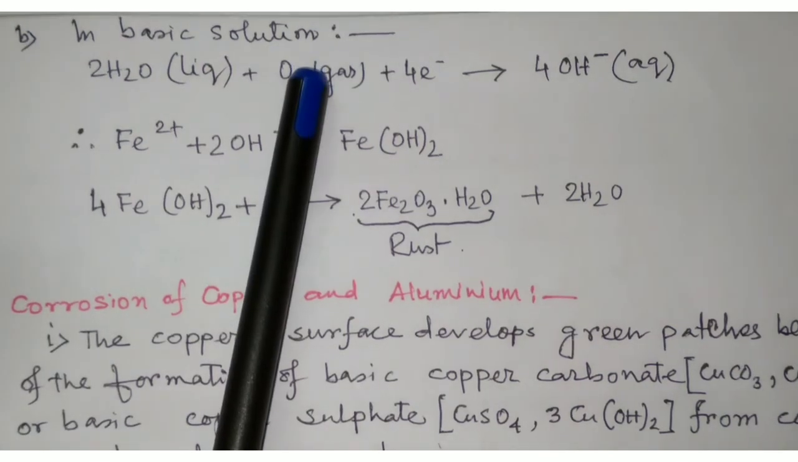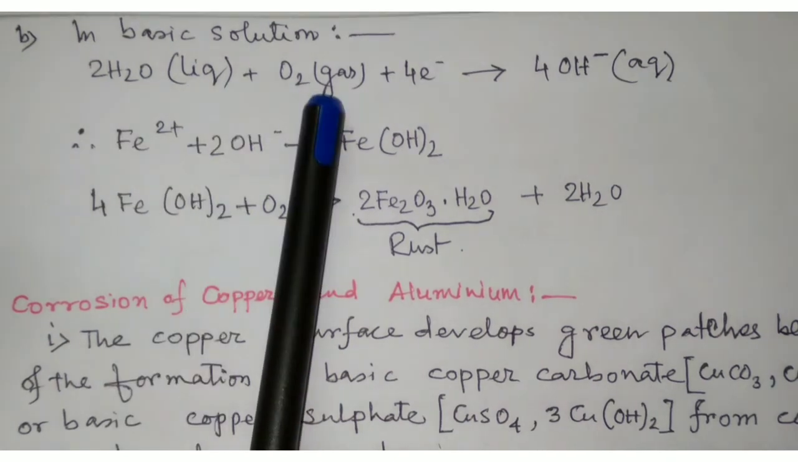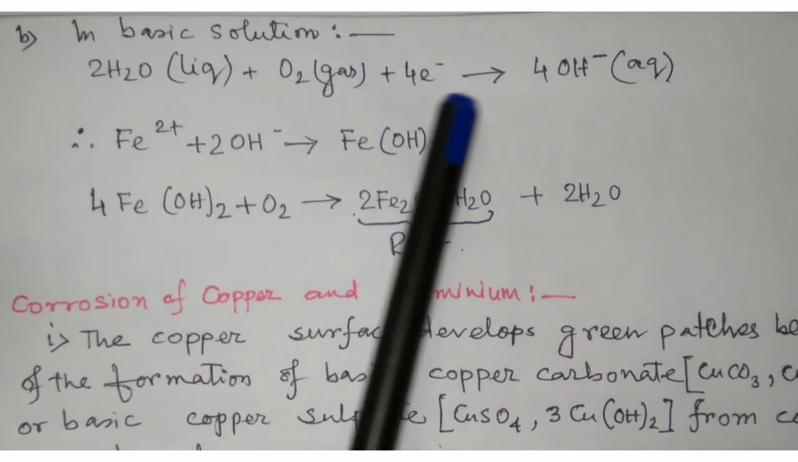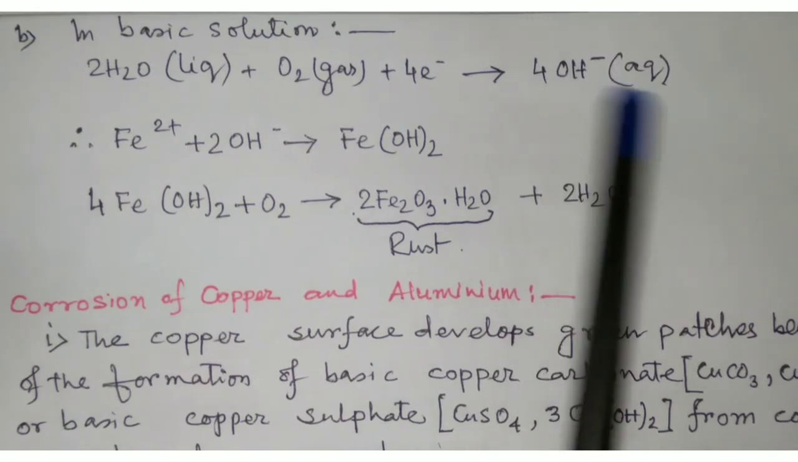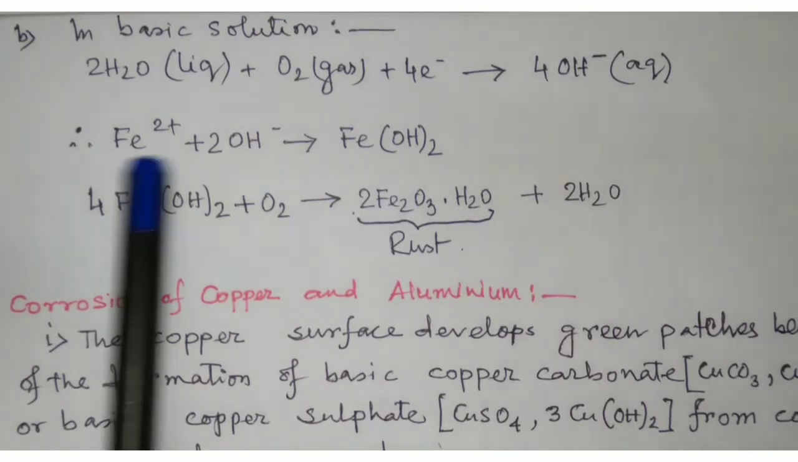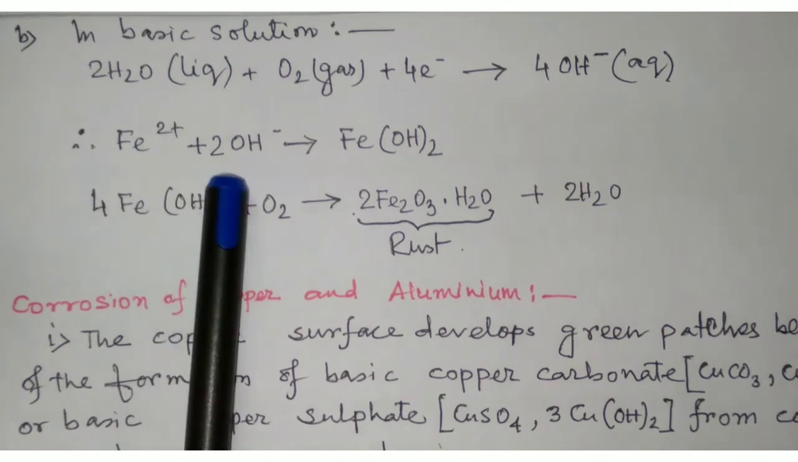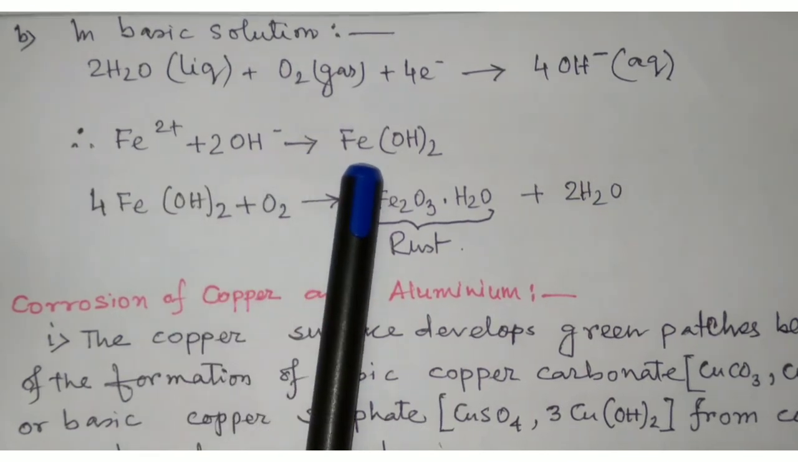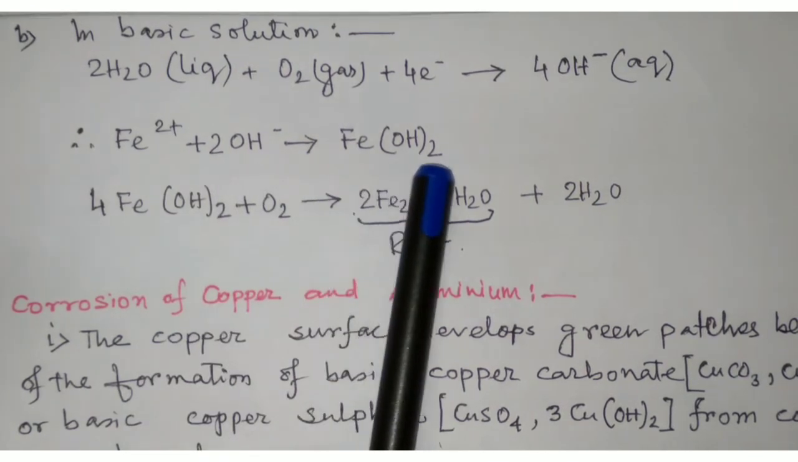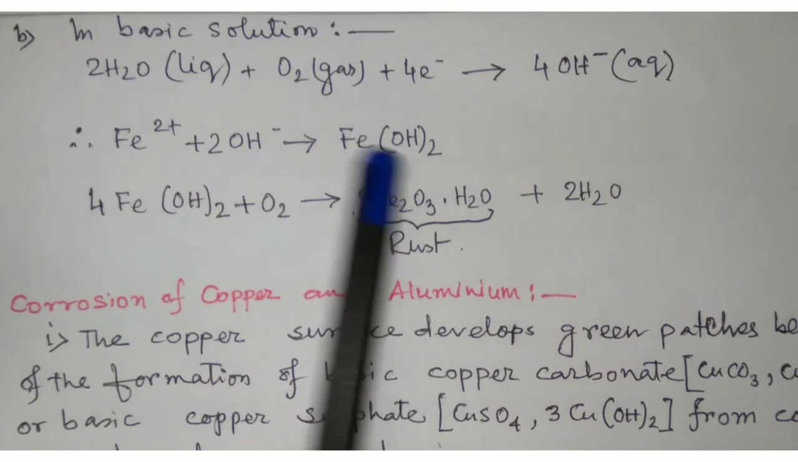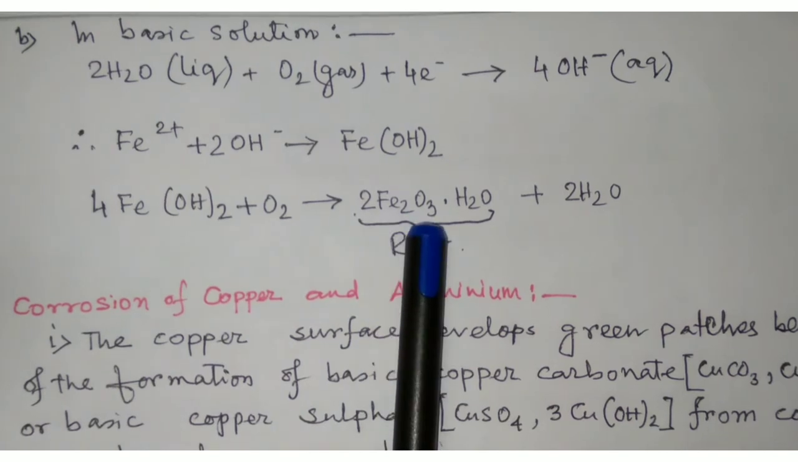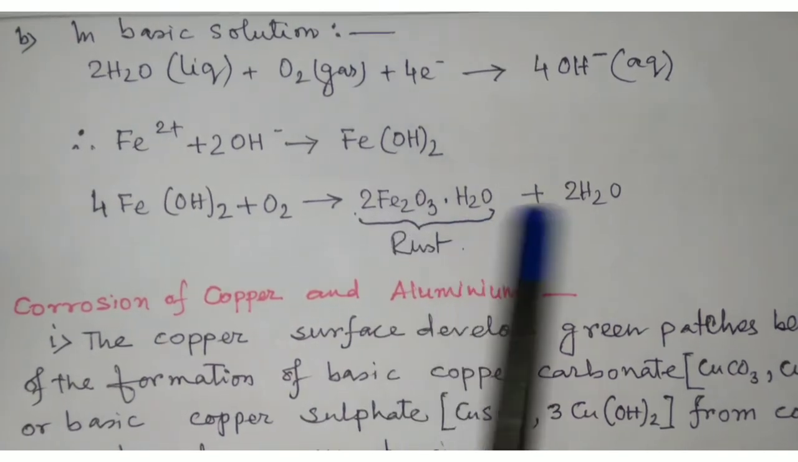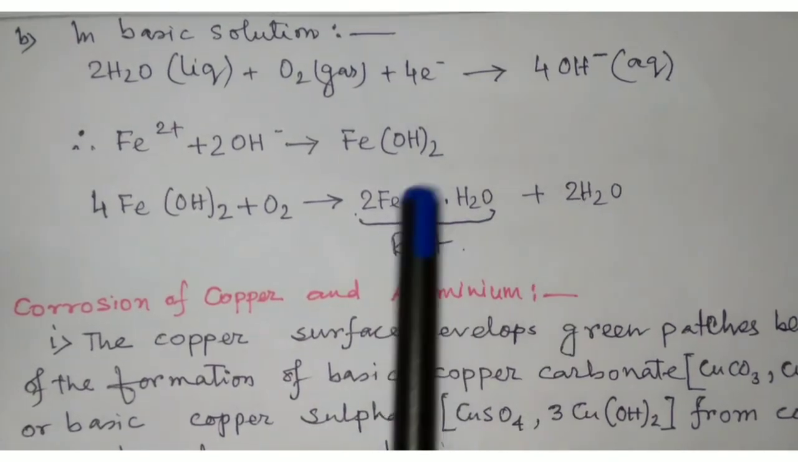Now in basic solution, 2H2O(l) plus O2 plus 4e- becomes 4OH- in aqueous solution. Fe2+ plus 2OH- gives Fe(OH)2. 4Fe(OH)2 plus O2 becomes 2Fe2O3·H2O plus 2H2O. This is the rust.